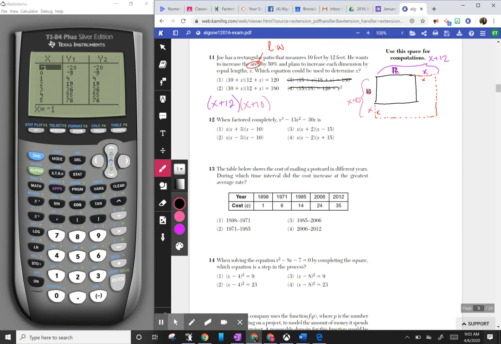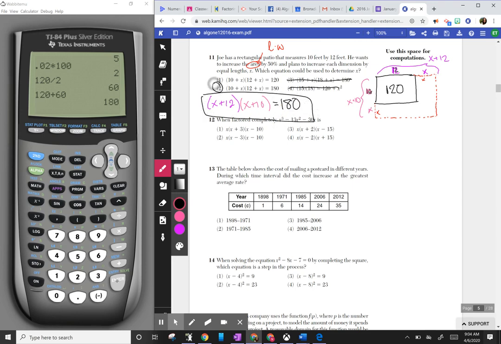And he wants to increase the area by 50%. But we have to increase it from a value to begin with. So the original area is 120. And I know that because of 12 times 10. What's 50% more of that? Well, what's 50% of 120? That's going to be half, right? So 120 divided by 2 is 60. So 50% of 120 is 60. But it's 50% more. So 120 plus 60 gives us 180, meaning that this needs to equal 180. And that is option 2.